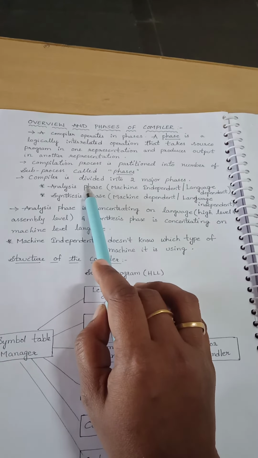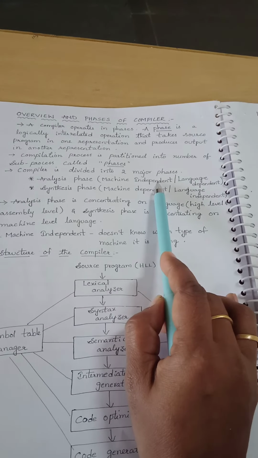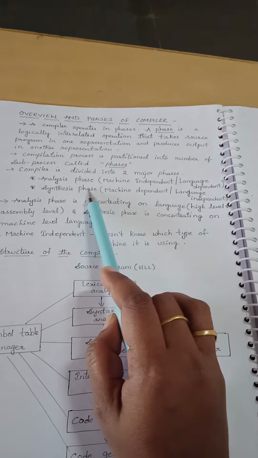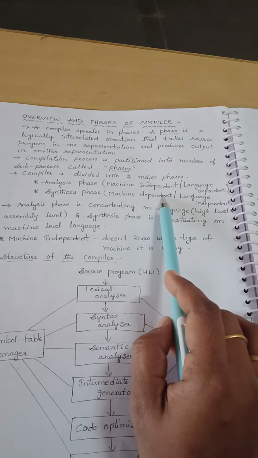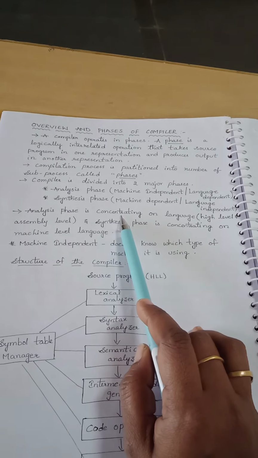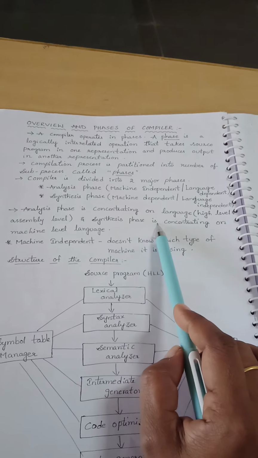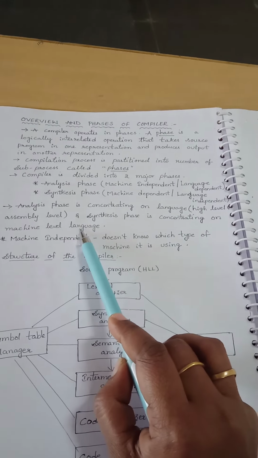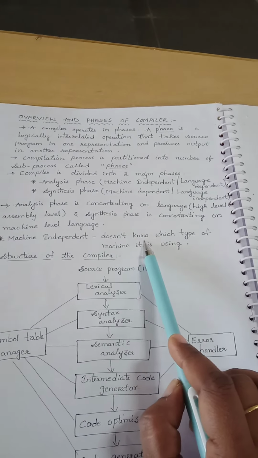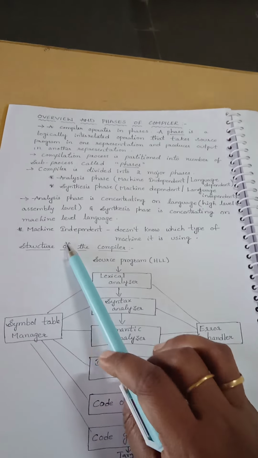So what is the front end? That is the analysis phase. Everything is machine independent and language dependent, and the synthesis phase is totally machine dependent or language independent. So the analysis phase concentrates more on the language, and the synthesis phase concentrates more on the machine language. Machine independent means it doesn't know which type of machine it is using, so we call it machine independent.